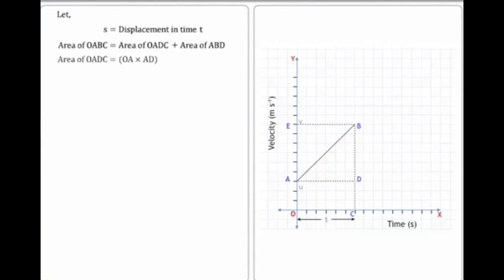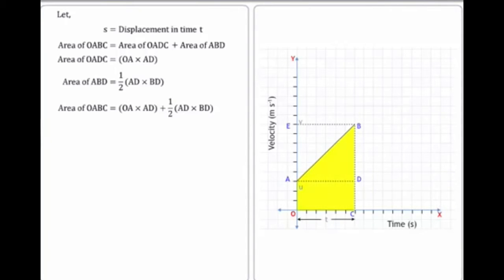In the same velocity-time graph, we can analyze the position-time relation. Let S be the displacement of the object in time t. You can determine the displacement of the object as the area of the trapezium OABC under the curve. The area of OABC is the sum of the areas of rectangle OADC and triangle ABD. Area of a rectangle is the product of its length and breadth, while the area of a triangle is half the product of its base and height.